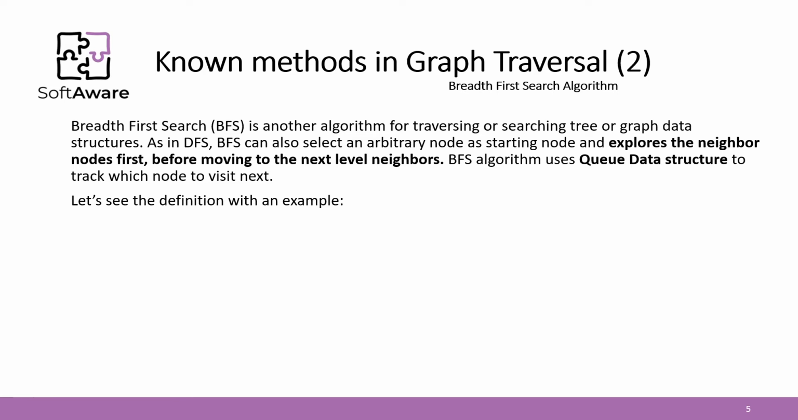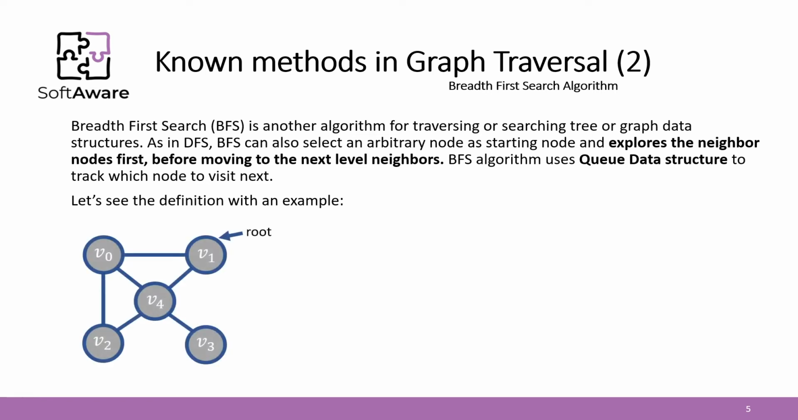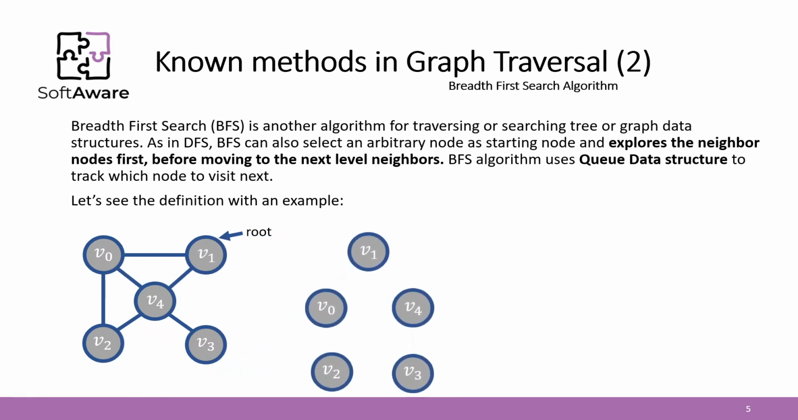In breadth-first search, however, connected nodes are leveled depending on the starting node, and the nodes in the same level are visited first before jumping to the next level. So to understand this definition better, I will split the graph into levels considering the starting vertex. If we level our given graph, it will look like this.